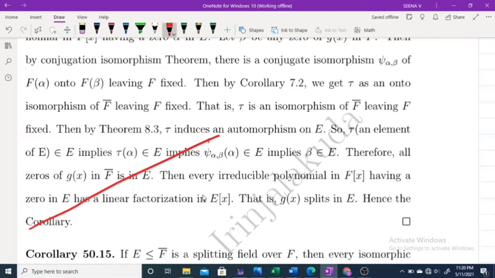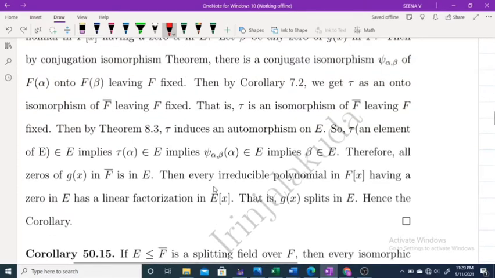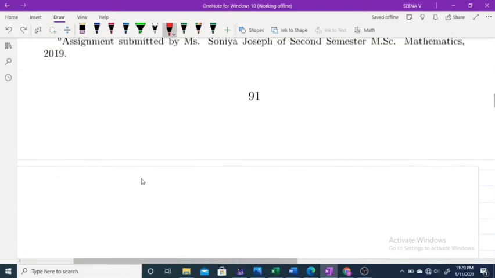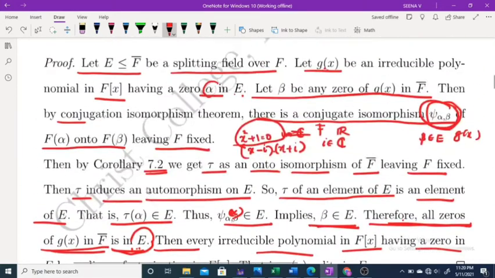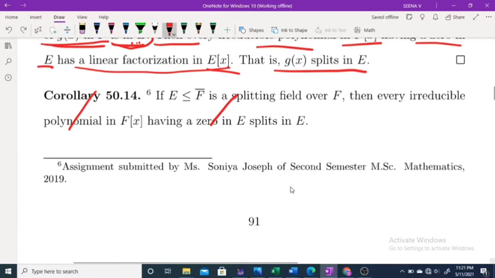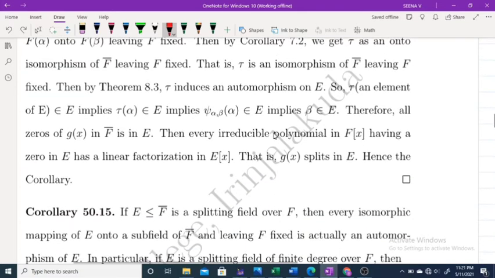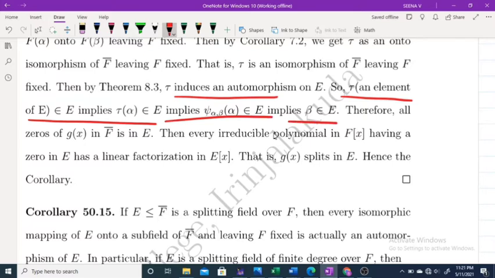Both are the same. The proof is the same, but in this proof, you can add this: tau of an element belongs to E. Tau(alpha) belongs to E implies psi(alpha) belongs to E implies beta belongs to E. And g(x) splits in E, hence the corollary. You can add these two. Both proofs are the same.